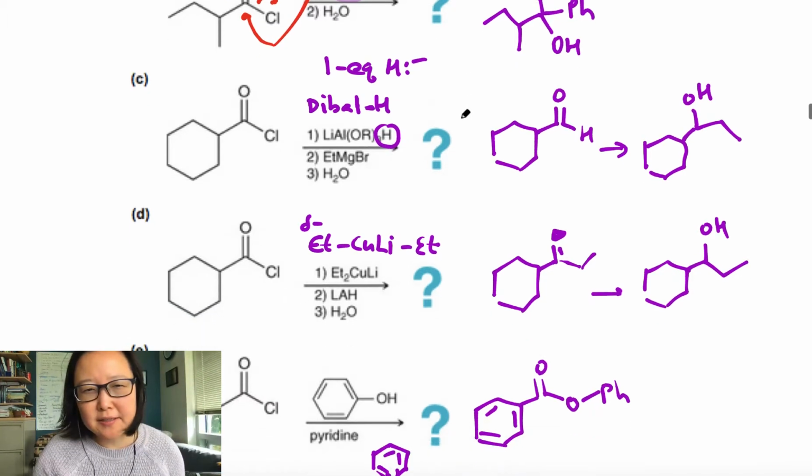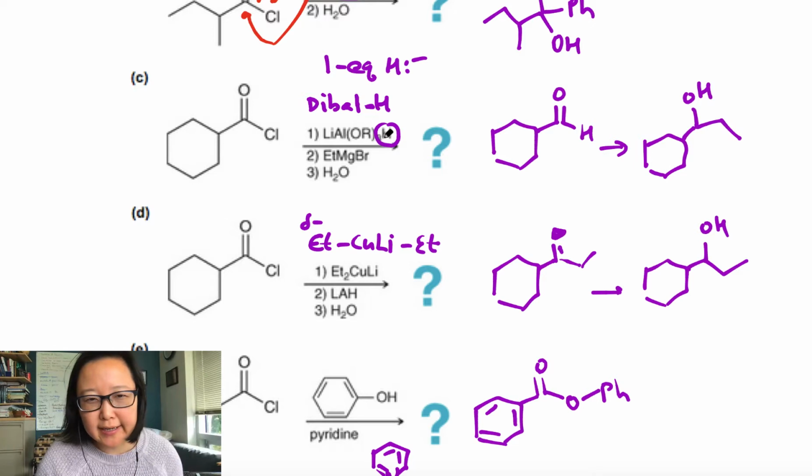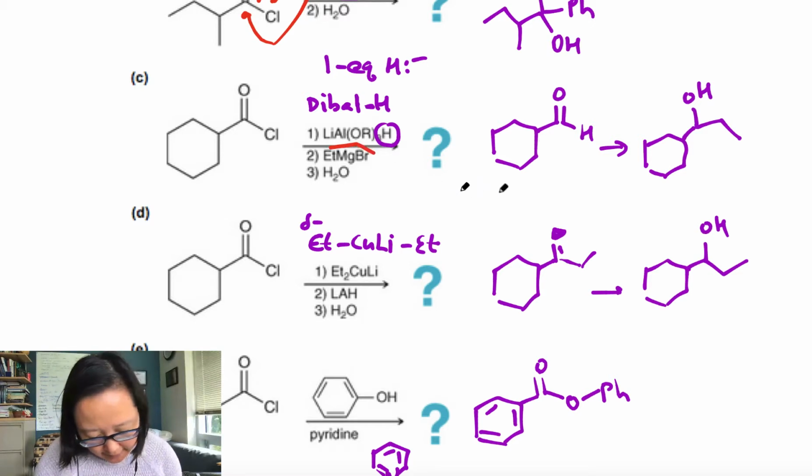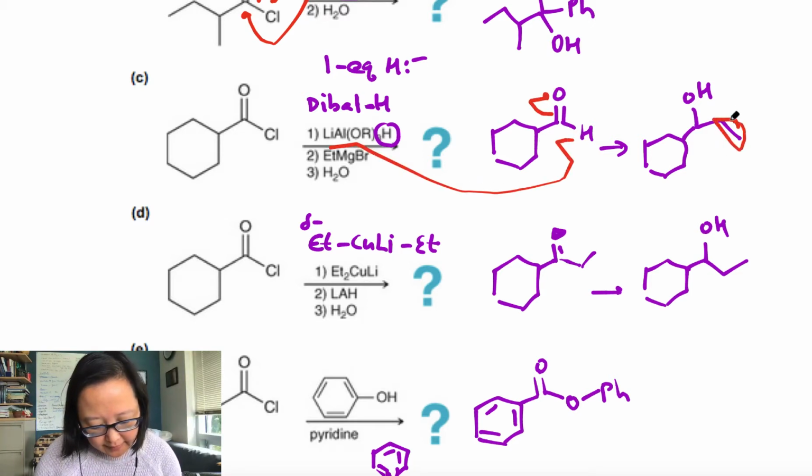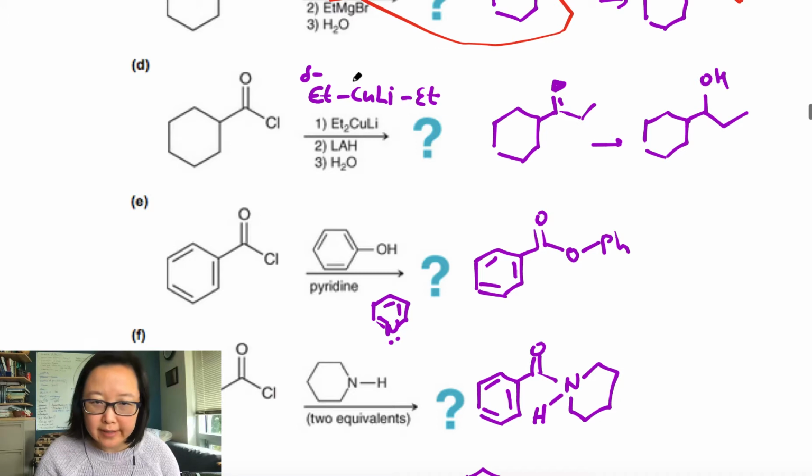All right, for the next one, one equivalent here, so you just reduce it once, and then you have ethyl magnesium bromide come in, and that's going to attack here and make your ethyl group here, and then you protonate that oxygen. Okay, all right, so down here, this is a Gilman reagent.